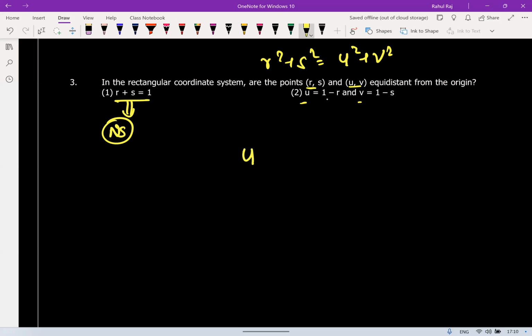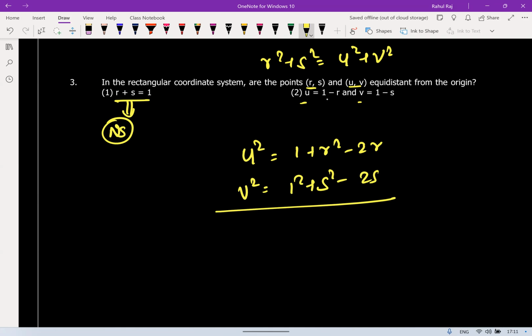Can I do U square? Can I square both, because I have a liberty of getting U square plus V square. I don't know what exactly I'm going to get, but I can always have that liberty. So what is U square? 1 square plus a square plus b square minus 2ab. And what is V square? A square plus b square minus 2ab. If I add both, what happens?